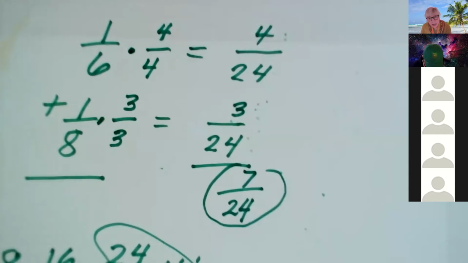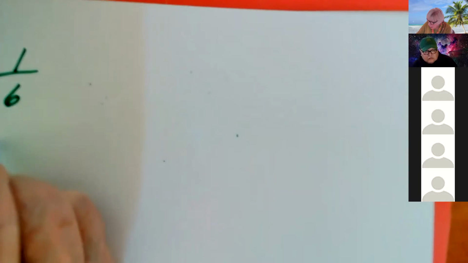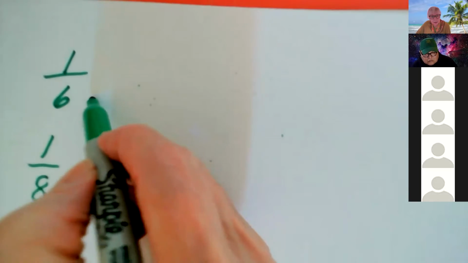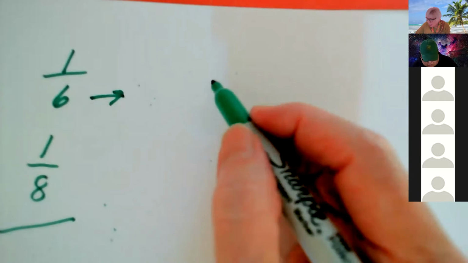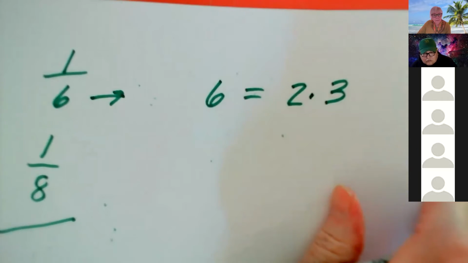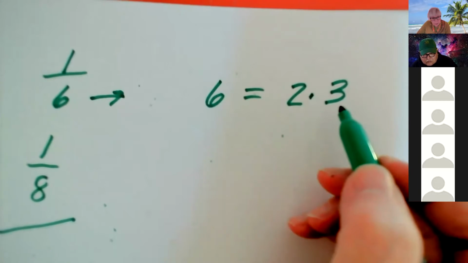The reason why some people could make a decent guess and others couldn't, I believe, has to do with seeing into these numbers. And so I want to show you something else that has to do with prime factors, 1/6 and 1/8. If I look at the 6, okay, 6 is really 2 times 3. Right? Prime number, prime number.